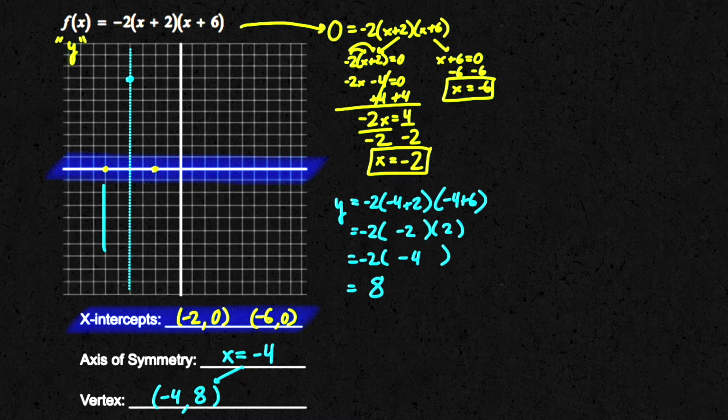So then the last thing to do is just to draw the parabola shape through those 3 points. So notice that I'm capping these off with arrows at the end because they do go on forever, and also that the vertex is rounded. It's not going to be like a V shape.